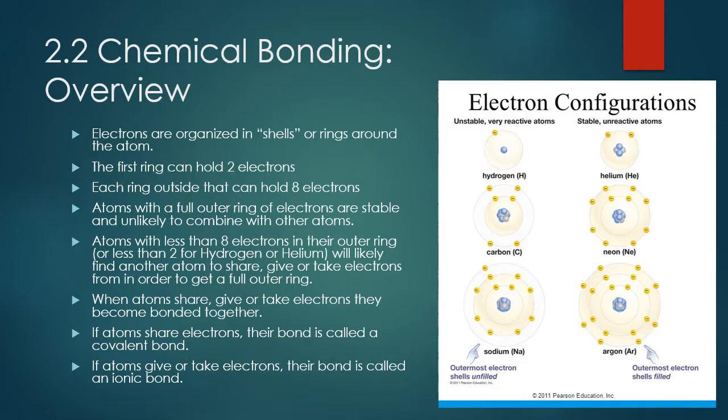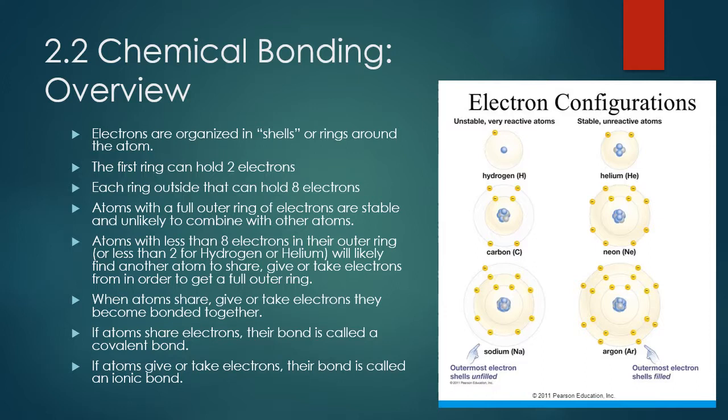Let's look over here at neon. Neon has 1, 2, 3, 4, 5, 6, 7, 8, 9, 10 electrons. We have an atomic number of 10, 2 electrons in the first ring, 8 electrons in the outer ring. Now, since its outer ring is full with 8 electrons, it's very stable. It does not readily react with other atoms.